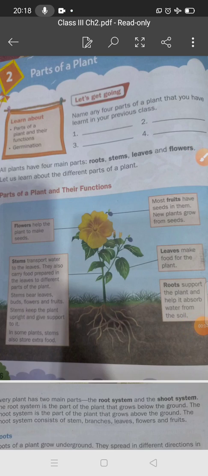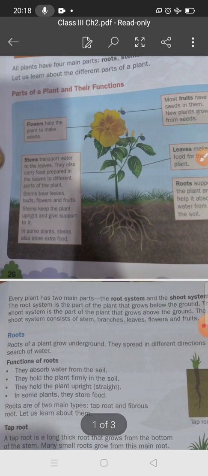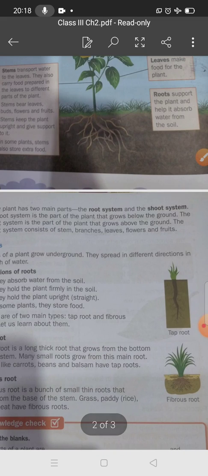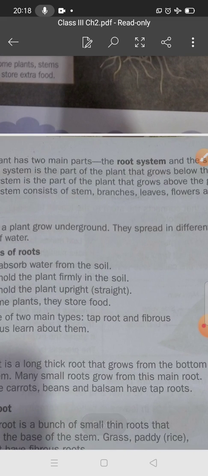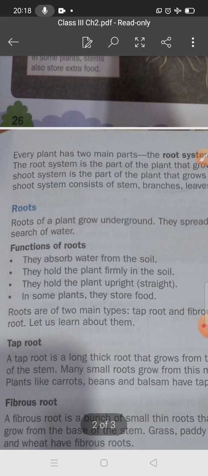Students, we have discussed in the previous lecture the function of the roots. What are the functions of the roots? Yes, students, they absorb water from the soil, they hold the plant firmly in the soil, and they hold the plant upright or straight. In some plants they store food that is eaten by us.